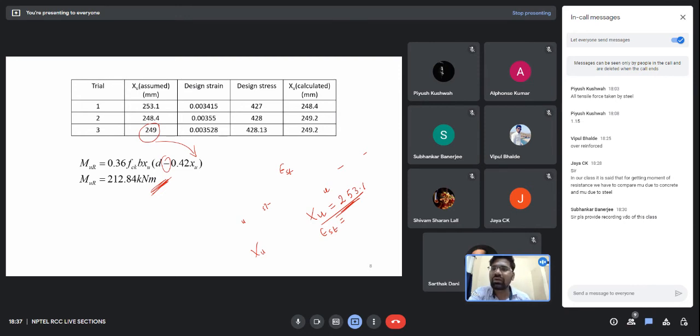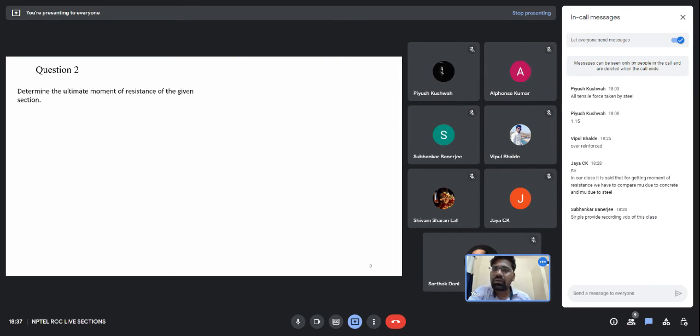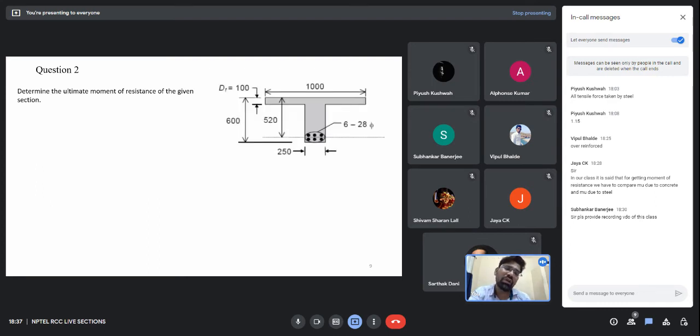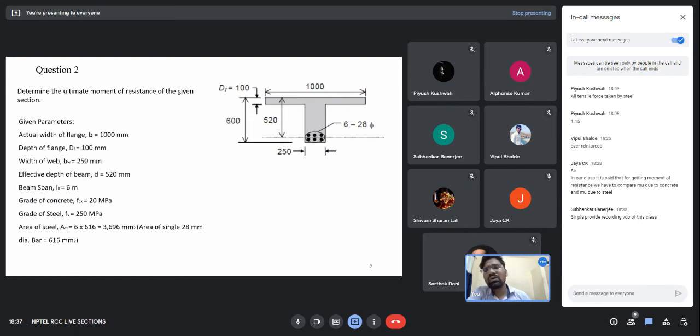So let's look at the other problem now. Up to now we were looking at rectangular sections. Now I will be showing you one problem on a T section. Okay, so this is our problem. Here also we have to determine the ultimate moment of resistance for this isolated T beam.